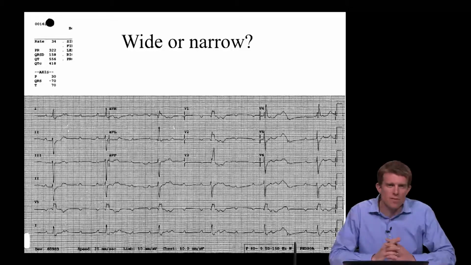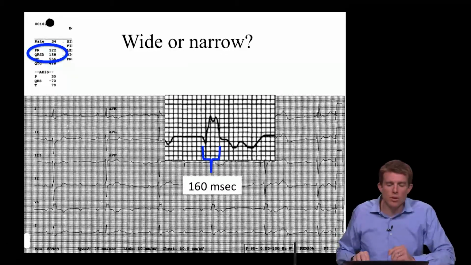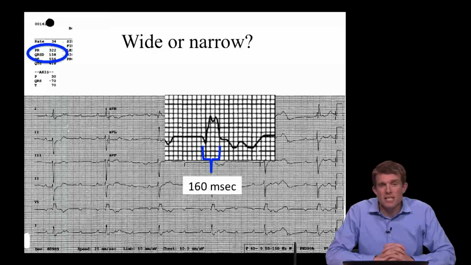So asking ourselves, is the QRS wide or narrow? Looking at this ECG, let's blow this up and look at a specific section of the ECG. And you want to take an area where you can see the QRS very clearly. And then if you count the small boxes there, you'll see that this is about 4 small boxes, the width of our QRS. Each small box represents about 40 milliseconds. So this is about 160 milliseconds.